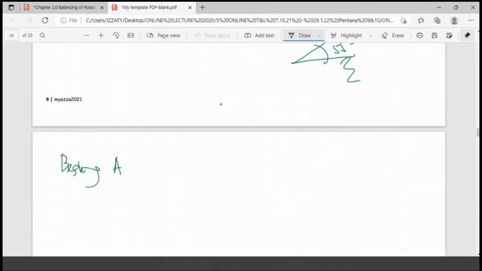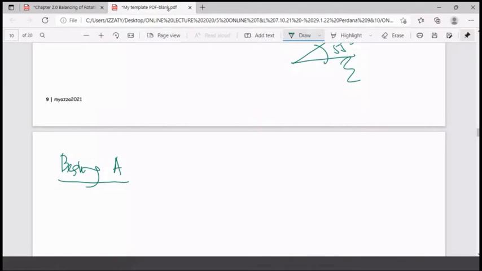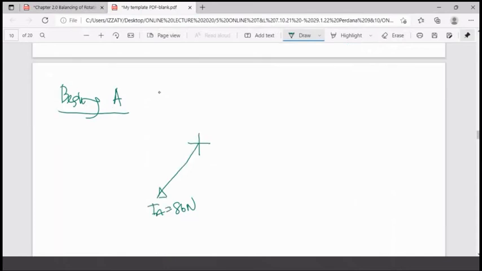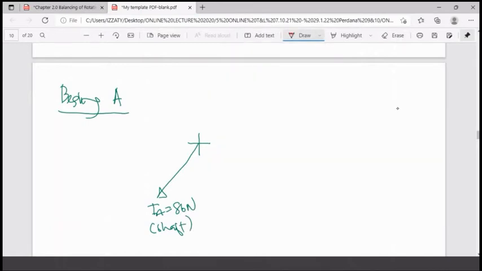So I'm going to construct the last line. You have the last line here. The last line will be here, pointing downward. This one is FA equal to 86 Newton. You agree with me if I say this one is on the shaft. And again, this is not our aim or our objective.